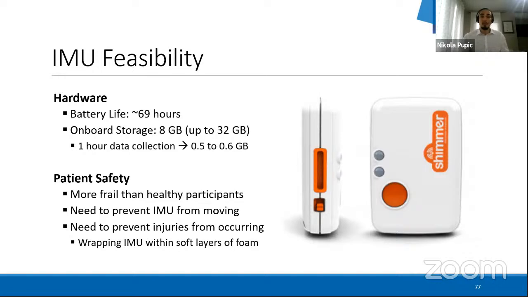From the patient safety perspective, we would need to find a way to place the IMU on the patient in a way that it's not only stable, but that avoids damaging the patient's skin. So an example of a way may be to work with wrapping the IMU within soft layers or foam or another material so that it does not irritate the skin.